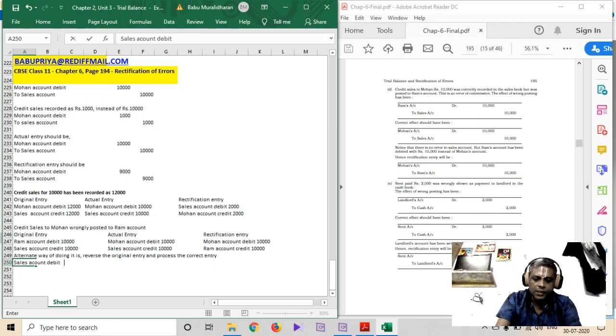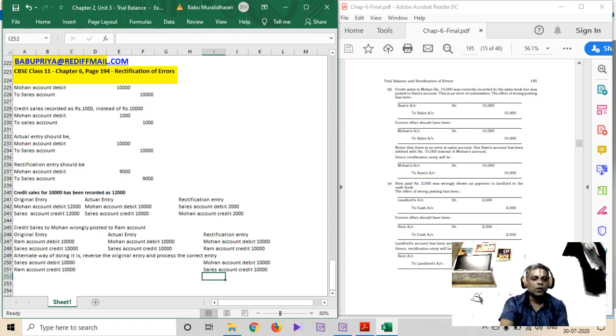Then the rectification entry should be Mohan account debit 10,000 to sales account credit 10,000. Right? We are reversing the original entry because it is an incorrect process that has happened. So we are reversing it and then processing the actual correct entry, Mohan account to sales account. This is also a correct approach.